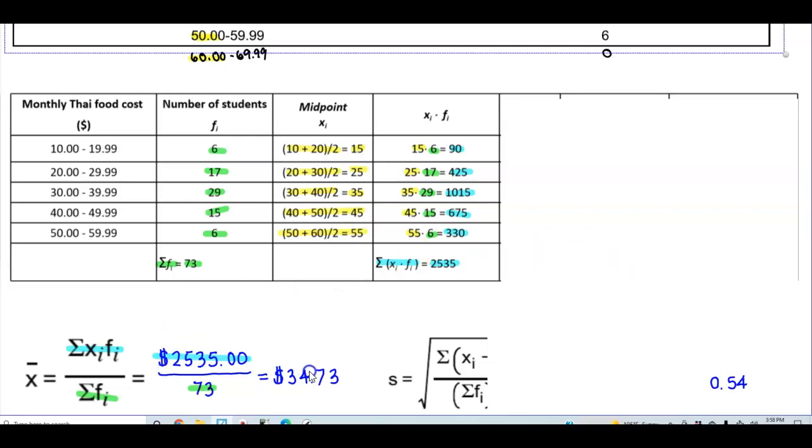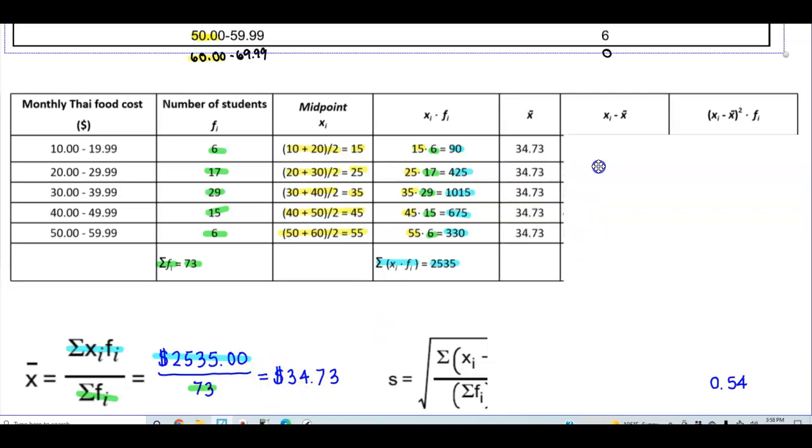What we want to do in this problem is solve for the sample standard deviation. So we have to create more columns. There are going to be 3 new columns. We have the next column, which represents the sample mean. And then the next column takes the midpoint and subtracts the sample mean. In the last column, we take the midpoint, subtract the sample mean and square it, and then multiply it by the frequency. We found the sample mean to be 34.73. So every one of those values for the sample mean is now going to be 34.73. Now we're going to put that in for the sample mean that we solved.